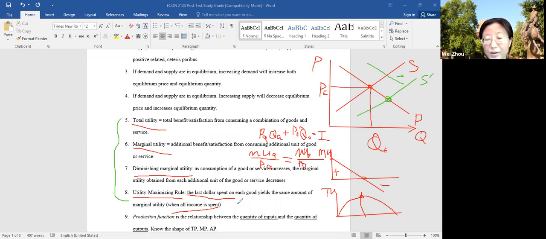So that is the next part. And then we discussed how business is going to make the optimal choices. When we talk about business making optimal choices, we have to talk about the production function first. So we discussed the production function.